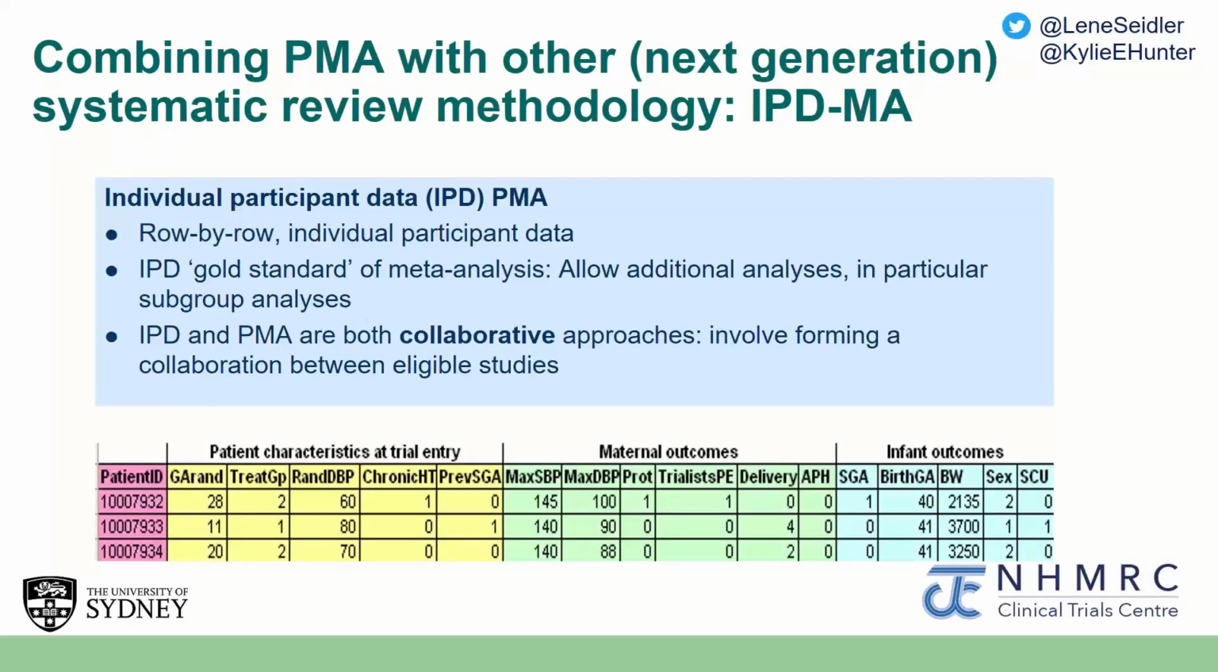We would also like to briefly talk about how PMA can be combined with other innovative methodology. The most obvious one, which we've already mentioned a few times, is individual participant data. Individual participant data involves the collection of row-by-row data shown in this graph below, so you have data for each participant. Meta-analysis of IPD is often described as the gold standard, because it allows additional analysis, improved data quality, and in particular subgroup analysis. Both IPD and PMA are usually collaborative approaches that involve forming a collaboration. So if we already have a collaboration that's working together to harmonize the outcomes, it's often an easy step to also get this collaboration to work together to share their data and conduct a gold standard IPD. That's why often PMAs are conducted with IPD, but not always.